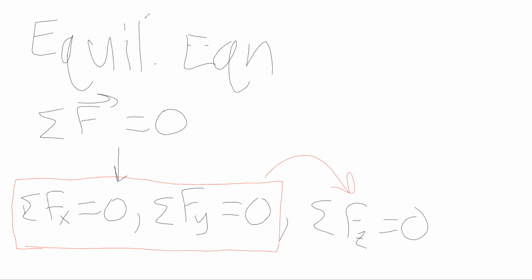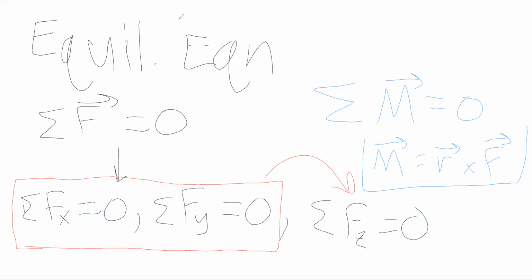The second critical equilibrium equation that you need to know is sum of the moments equals 0. If you're wondering what a moment is and you haven't heard that term before, a moment is similar to a torque. Actually, a torque is a type of moment. And the way we define a moment is the same way we define a torque. It's r, which is a distance from some axis of rotation, some people call it the lever arm, cross product force. And this is a definition from statics.